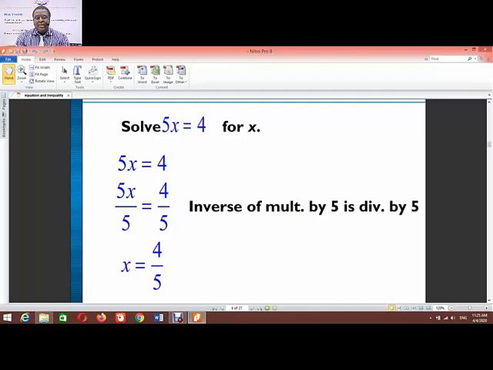We also have another type here, 5x is equal to 4. In this type, we divide both sides by 5. Why do we divide both sides by 5? We divide in order to cancel the coefficient of x, which is 5. So, for instance, if the coefficient of x was 6, we would divide both sides by 6. Here the coefficient of x is 5, so by dividing both sides by 5, we cancel the 5, and x is equal to 4 over 5 as a fraction.